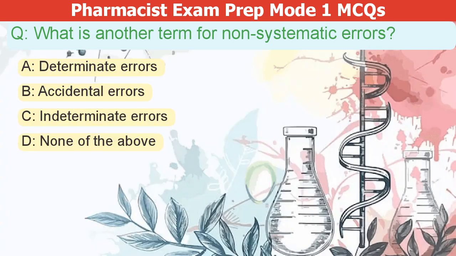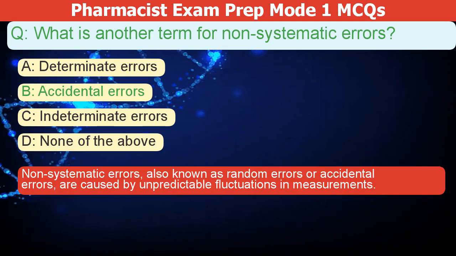What is another term for non-systematic errors? A. Determinate errors. B. Accidental errors. C. Indeterminate errors. D. None of the above. The correct answer is B. Non-systematic errors, also known as random errors or accidental errors, are caused by unpredictable fluctuations in measurements.